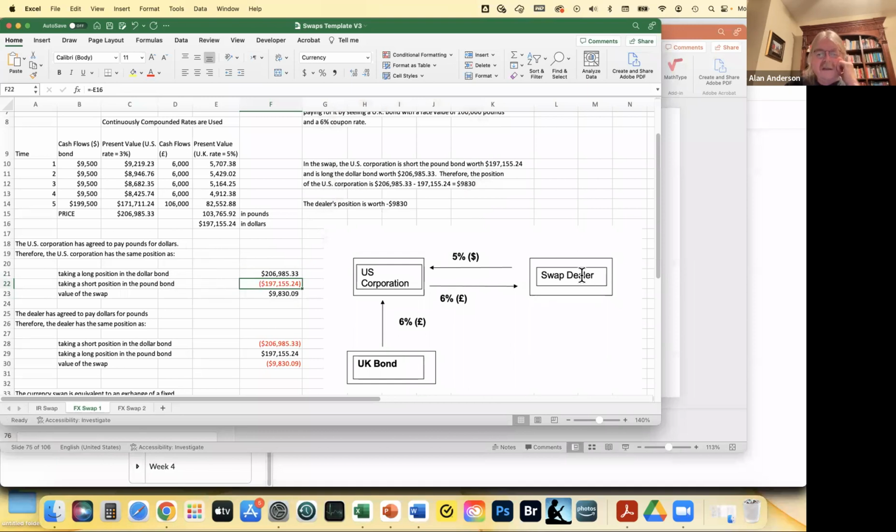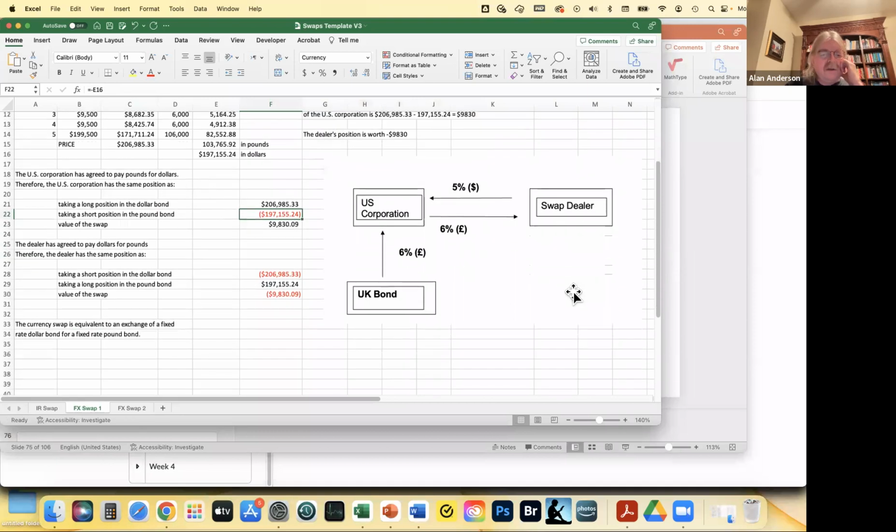The other side of this contract, the swap dealer, is in the opposite position. They have the short position in the dollar bond, long position in the pound bond, or in other words, they're paying dollars for pounds. And at the moment, those dollars are worth more than the pounds. And so therefore the dealer has a position worth negative 9,830.09 instead of positive like the US corporation does.